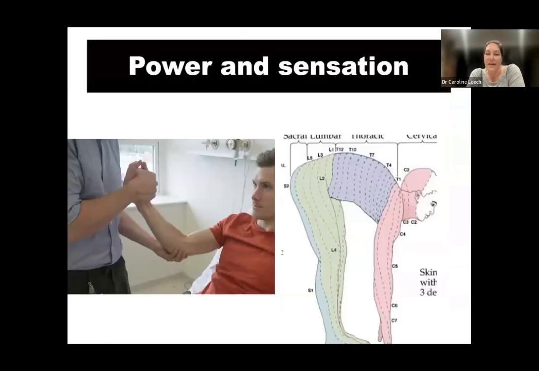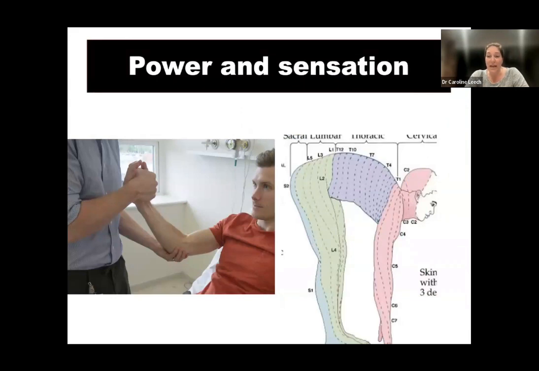So the next thing is assessing power and sensation, and this is universally done really badly. So how many of you have said to a patient, grip my fingers and squeeze them? And they squeeze them, and that's your assessment of the arms. And you say, can you wiggle your toes? And that's your assessment of the legs.